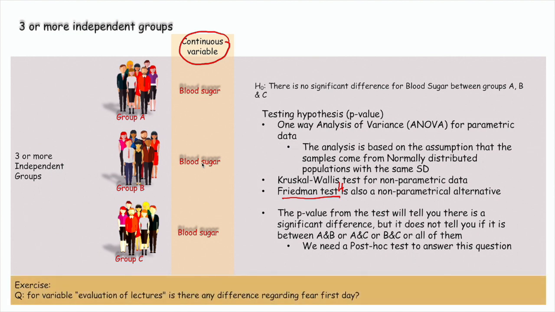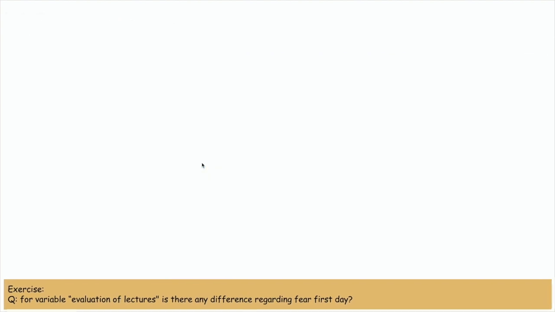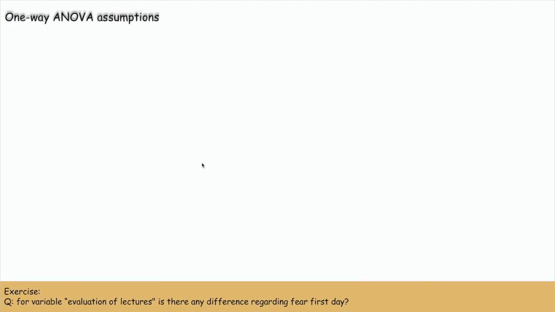There is an exercise here for the variable evaluation of the lecture, and we want to see if there are any differences regarding the fear of statistics on the first day. So we have a categorical variable, evaluation of the lectures, which has three levels, and then we have the continuous variable, fear of statistics, that we want to compare between these three groups. So we use one-way ANOVA.